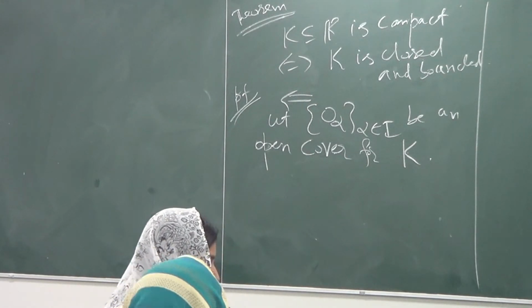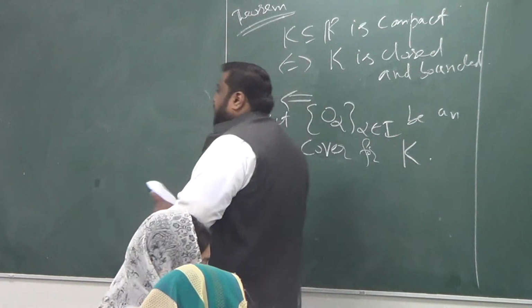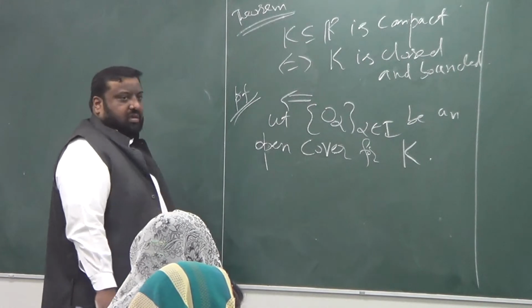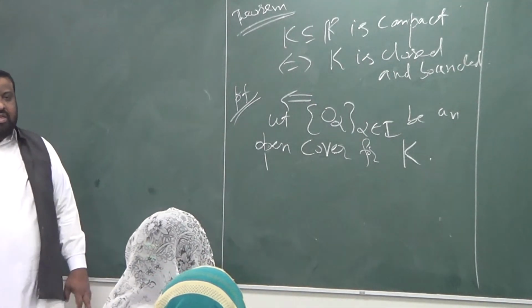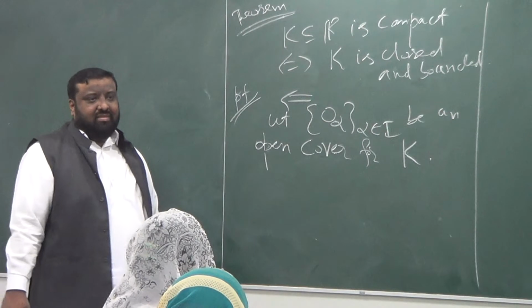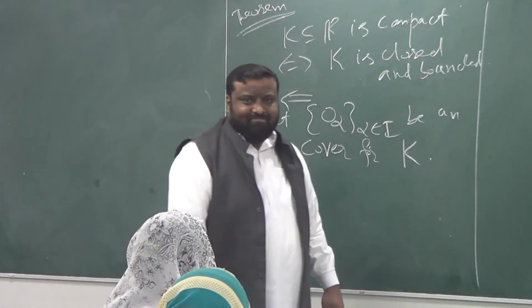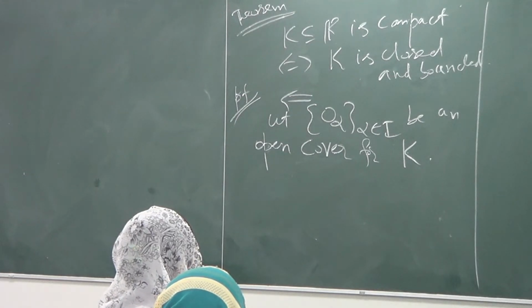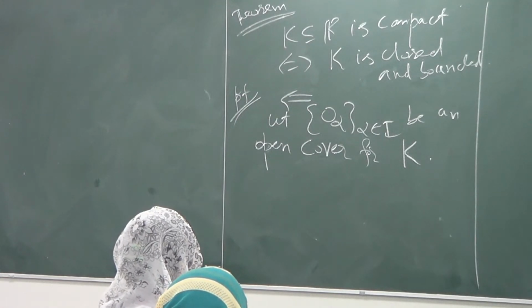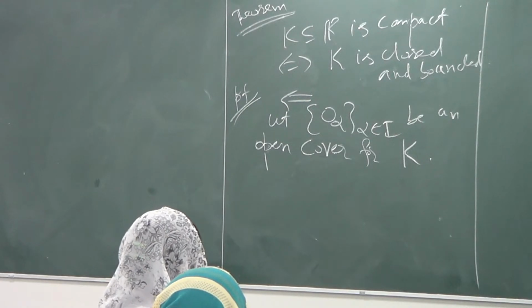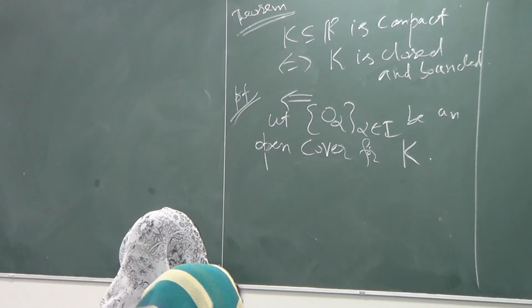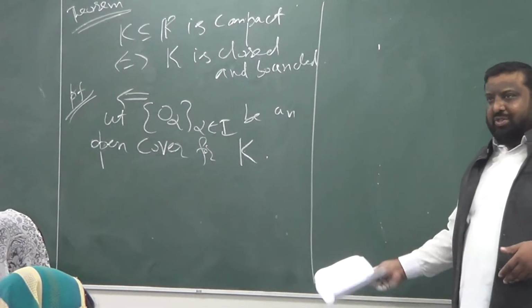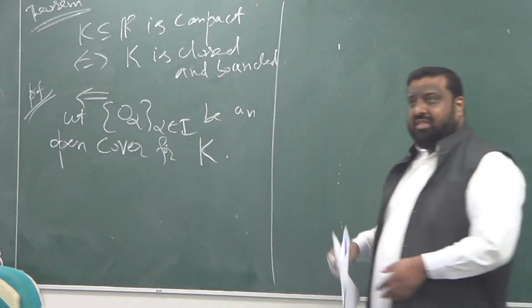It's an open cover for K. And what we'd like to show is... what is given to me? It's bounded. What is the meaning of being bounded actually? There is an upper bound, there is a lower bound. In other words, I have a closed interval which begins from, for example, the lower bound up to the upper bound that covers K.